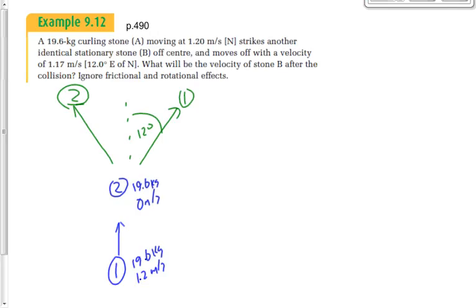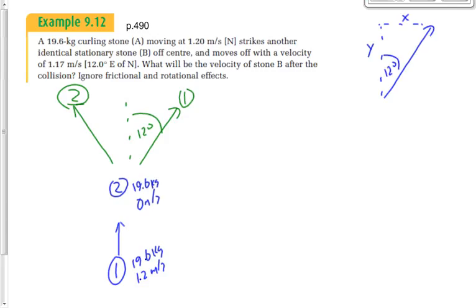They both have masses of 19.6 still. Hey, we got a funny angle, 12 degrees. Let's get rid of it because we don't like funny angles. This is the angle because it's east of north, right? East of north, so it's measured from the north. Exactly the way we have it labeled there. This is X, this is Y, 12 degrees.